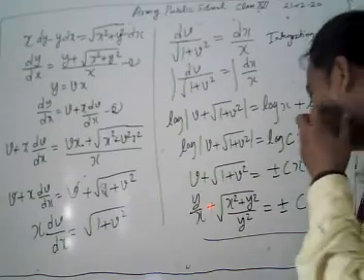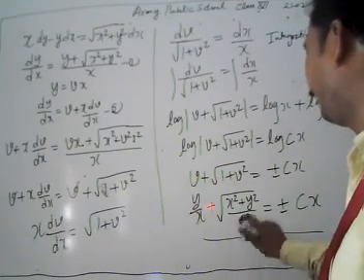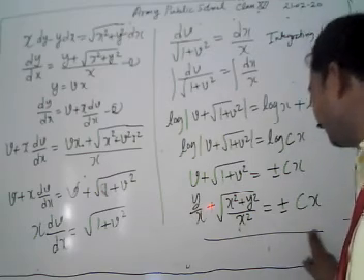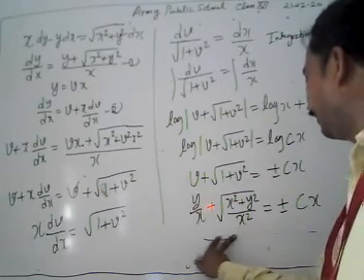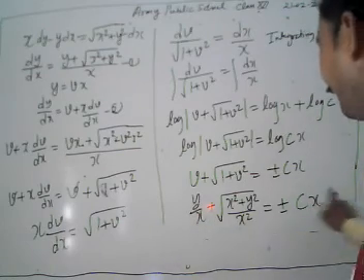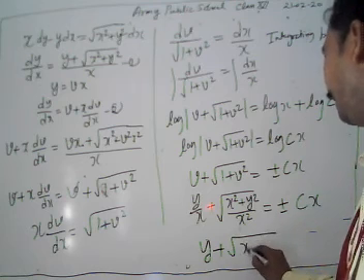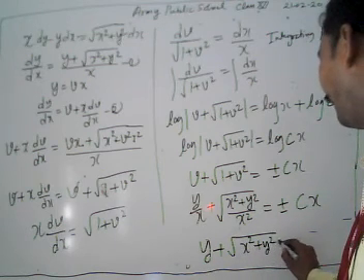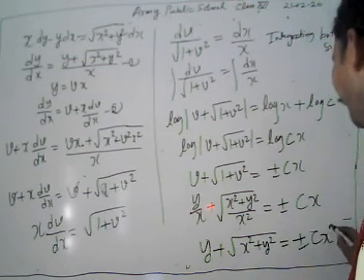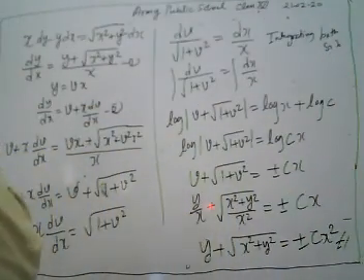Further, we can also solve it. I made a mistake there: v equals y by x, so we have x there. Taking common x and multiplying with it, our final solution is y plus under root x square plus y square equal to plus minus cx square. This is the solution of our given differential equation.